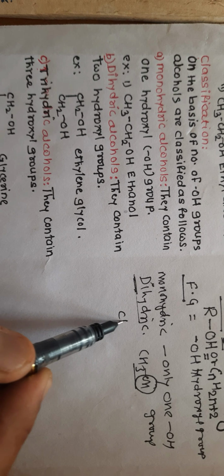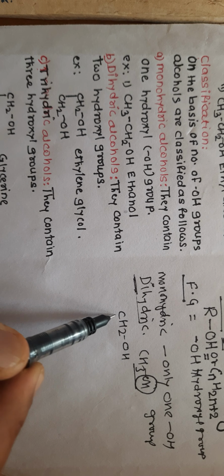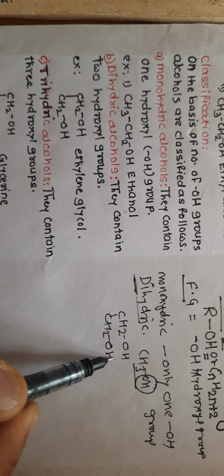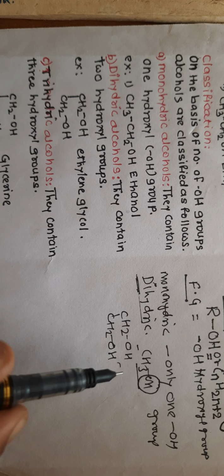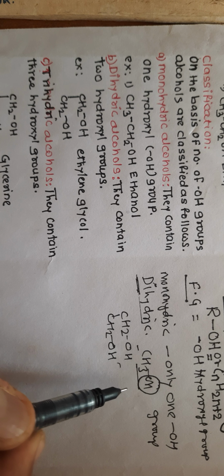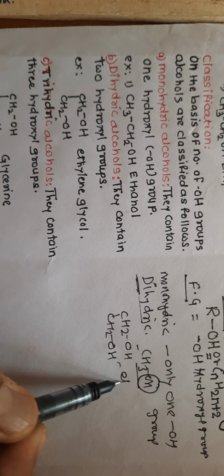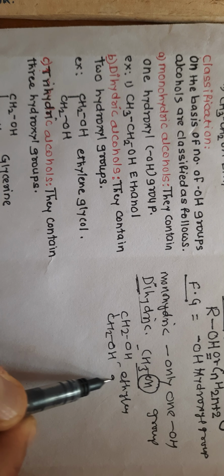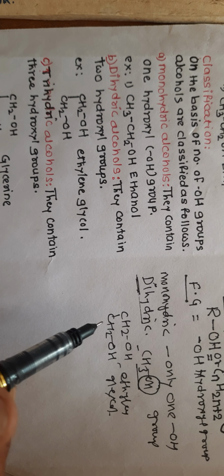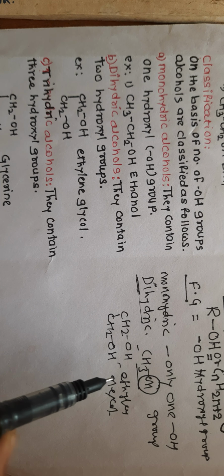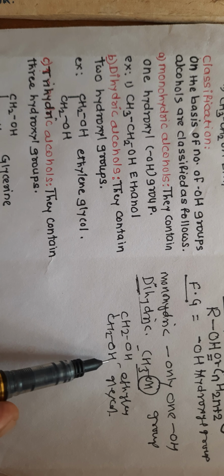For example, CH2OH, CH2OH: 1 and 2, two OH groups are there, therefore it is known as a dihydric alcohol. It is known as ethylene glycol, or 1,2-dihydroxyethane. Ethylene glycol contains two OH groups.